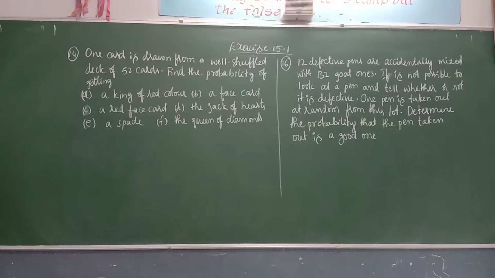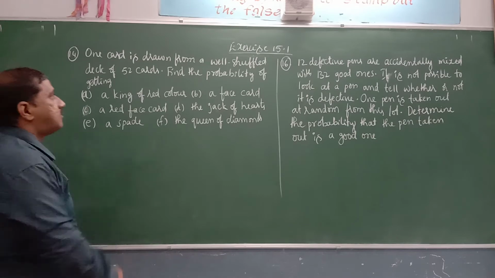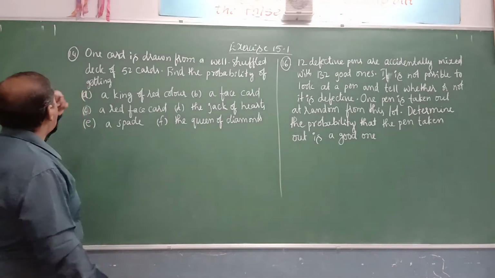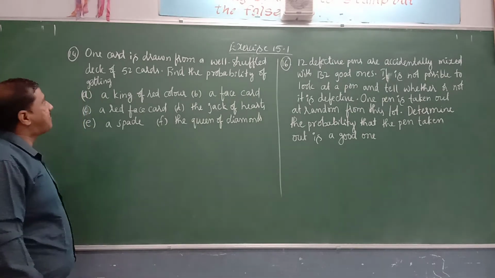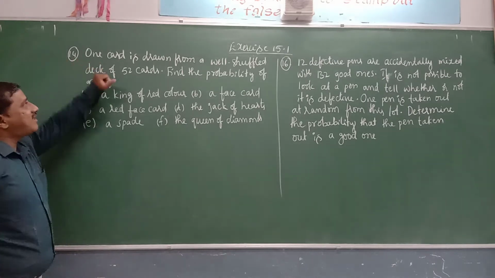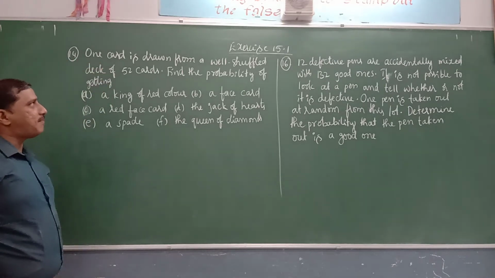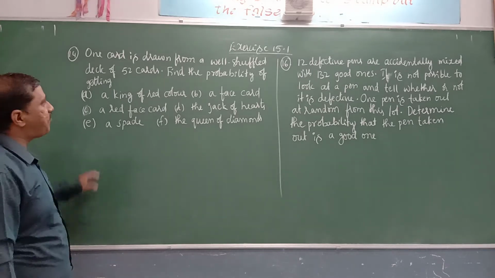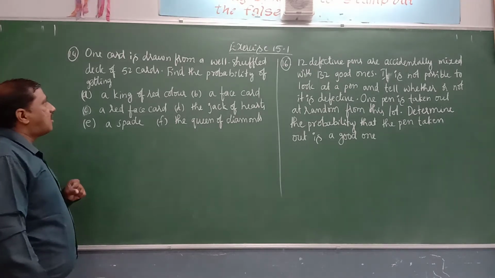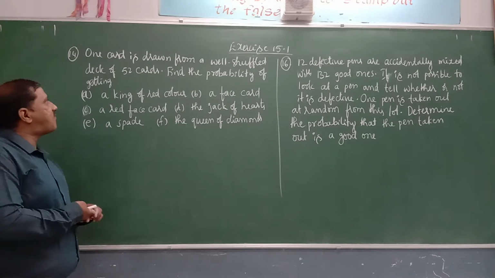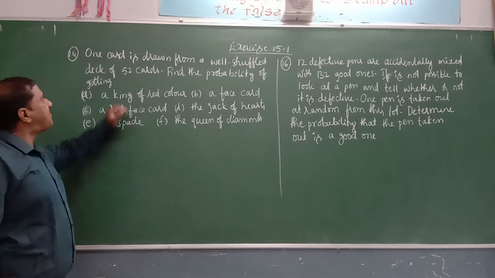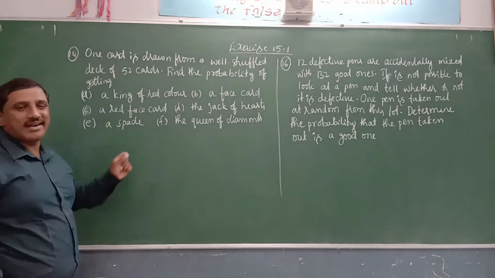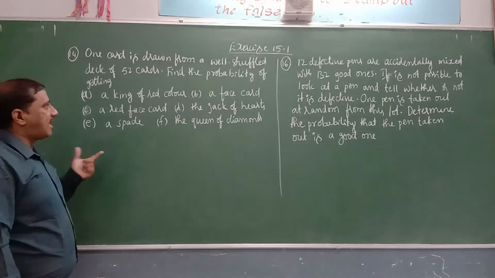Now we will discuss the 14th problem from exercise number 15.1. One card is drawn from a well shuffled deck of 52 cards. As I explained, a well shuffled deck means 52 cards are there, and from those 52 cards, one card is drawn, that is, removed or taken out.